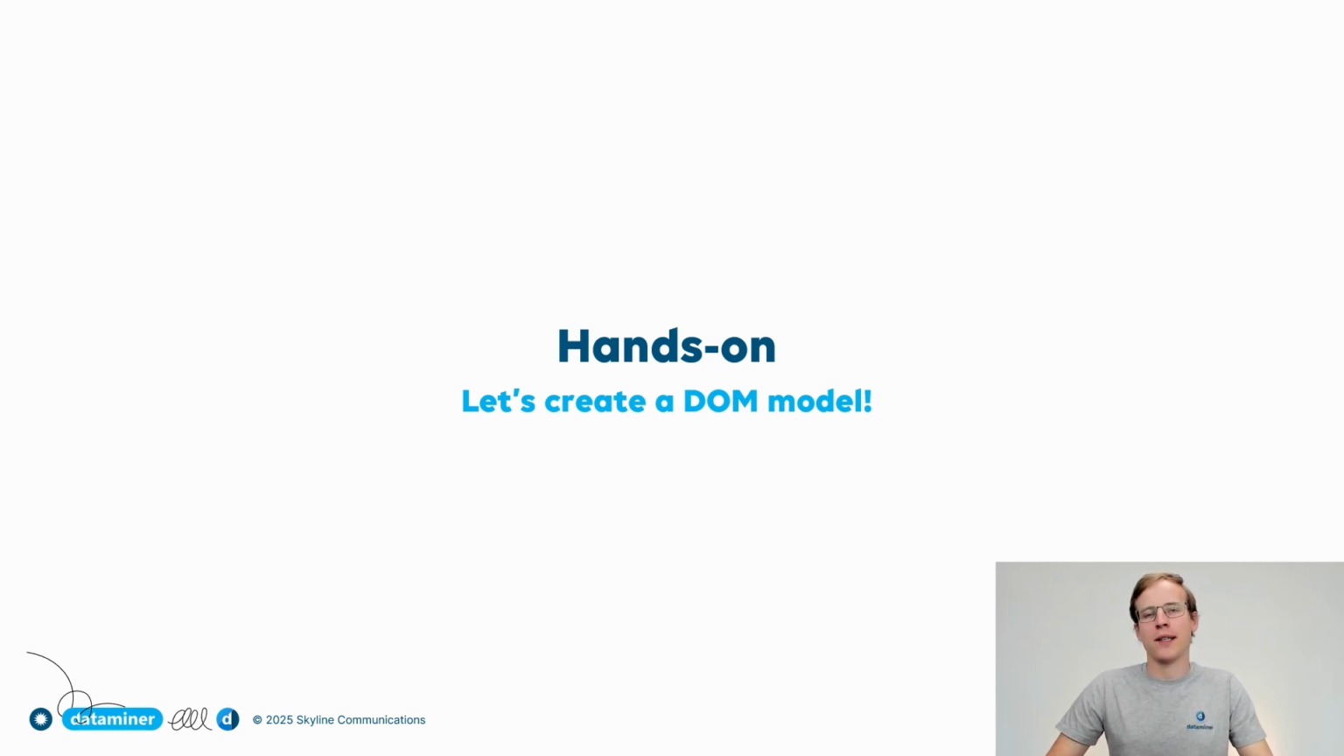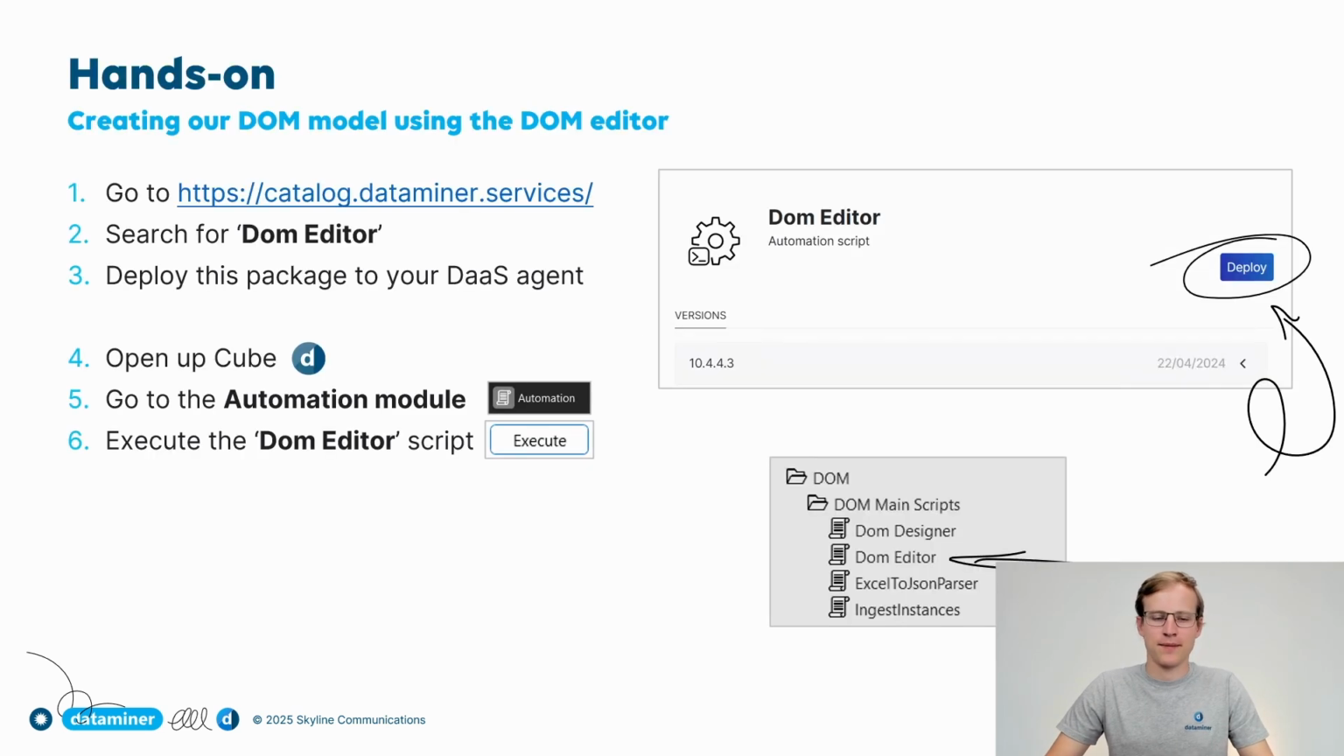Now let's try it out with the hands-on exercise. What we're going to create is our vehicle model that I've already discussed. So the form that I showed you at the start, we're actually going to create that. And if you want to create this using the DOM editor, you of course need that DOM editor script. You can find it on the catalog when you simply go to catalog.dataminer.services and search for DOM editor. You should see it popping up there and you can deploy it on your system. So make sure to do that and then continue watching the video.